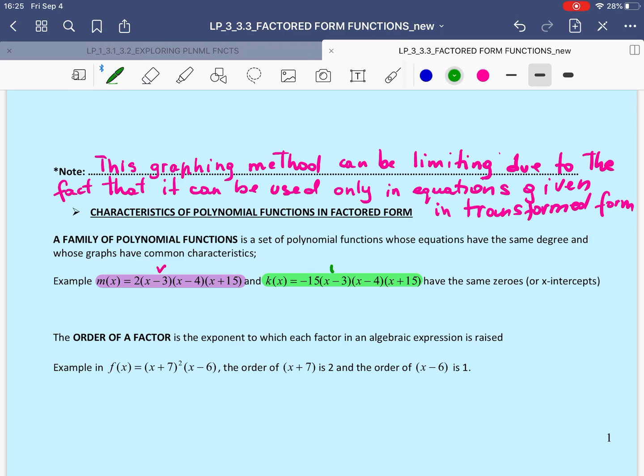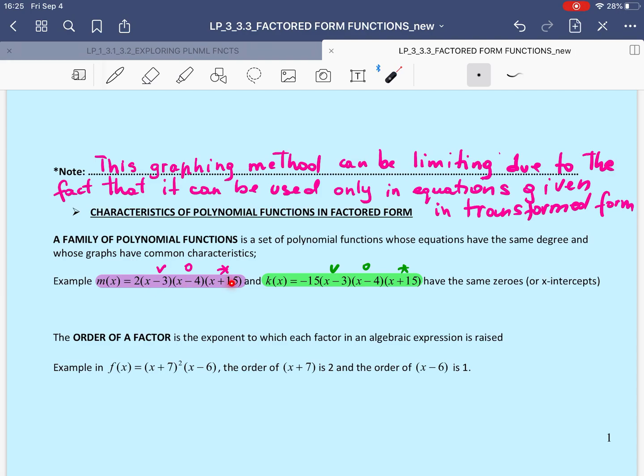Here we have x minus 3, here we have x minus 3, here we have x minus 4, and then x minus 4. And here we have x plus 15, and this is x plus 15 as well. There is only one difference between these two equations, and that is indicated by this coefficient. So here we have coefficient 2, here negative 15.